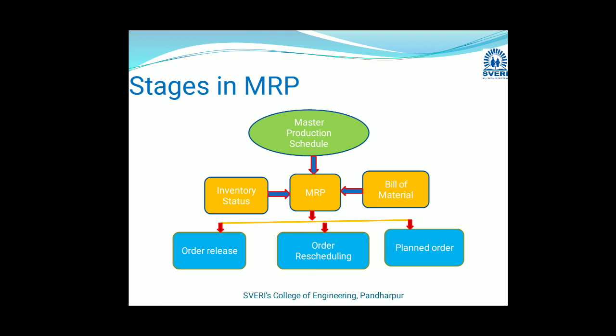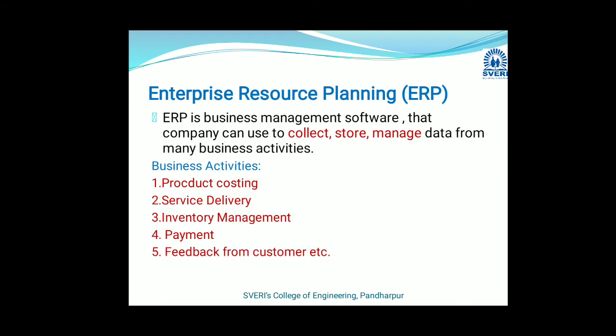So these are some stages in MRP where we give input as inventory status, bill of material, and master production schedule to MRP, and then MRP will give the following things related to that specific part. MRP is a time-phased priority planning technique that calculates the material required and schedules supply to meet demand.